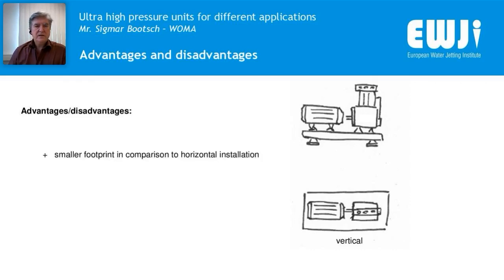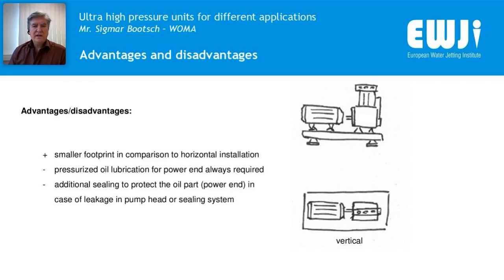A big advantage is a smaller footprint of the vertical installation in comparison to the horizontal installation. So when you have a reduced place, you can use this vertical installation. Disadvantage is you always have to use pressurized oil lubrication for the power end, because you have to reach with the oil all components inside the power end of the pump.